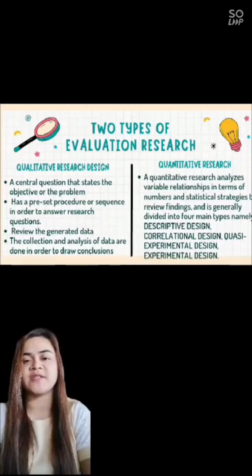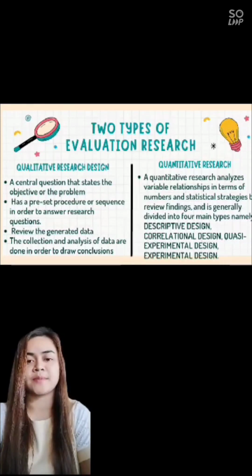Quantitative research analyzes variable relationships in terms of numbers and statistical strategies to review findings and is generally divided into four main types, namely descriptive design, correlational design, quasi-experimental design, and experimental design.